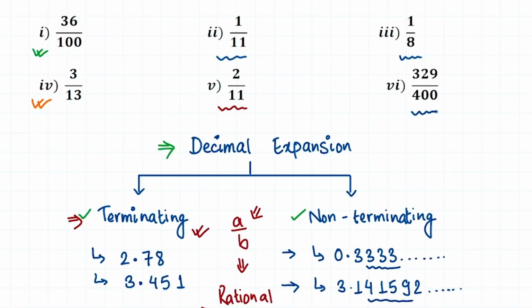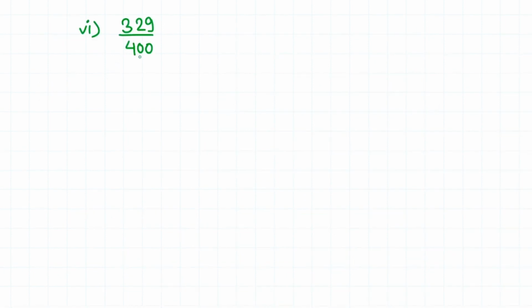Now we have our last question, which is 329 by 400, okay? So we're going to do this one a little bit differently, okay? So instead of dividing this 329 by 400, which is a pretty big number, what we're going to do is write this fraction as 329 divided by 4 times 1 divided by 100, okay? So this is going to give us 329 times 1 is 329, and 4 times 100 is 400, okay? So it's the same thing, okay? 329 by 400 is equal to 329 by 4 times 1 by 100.